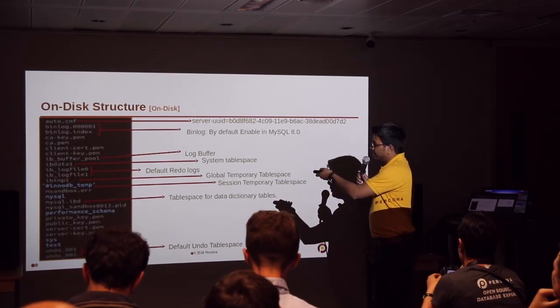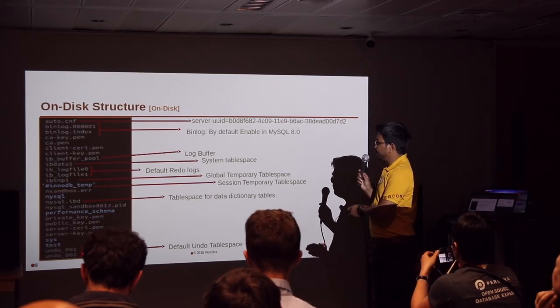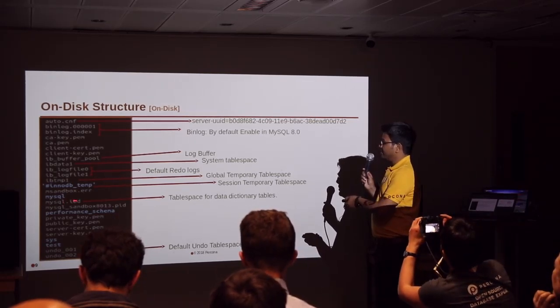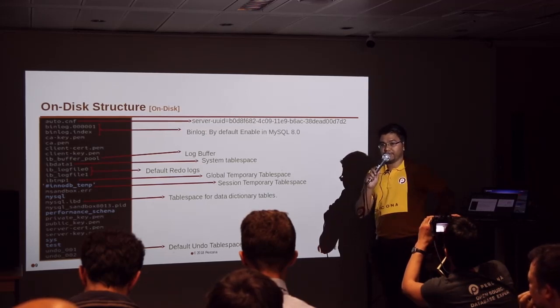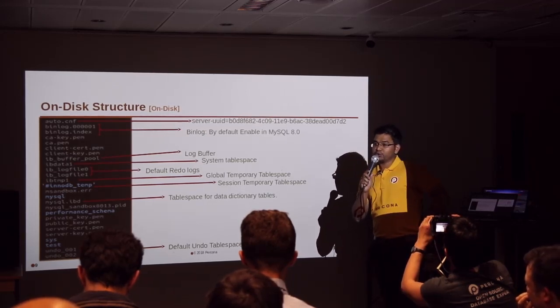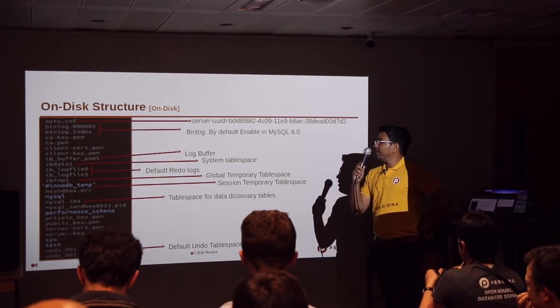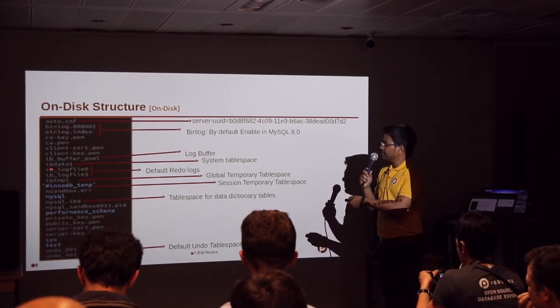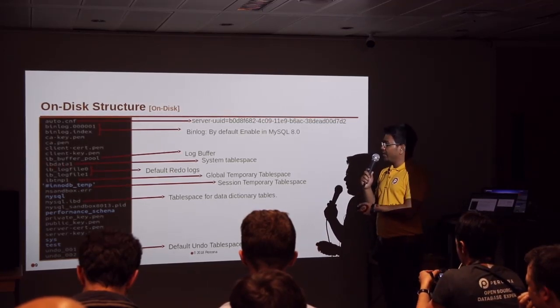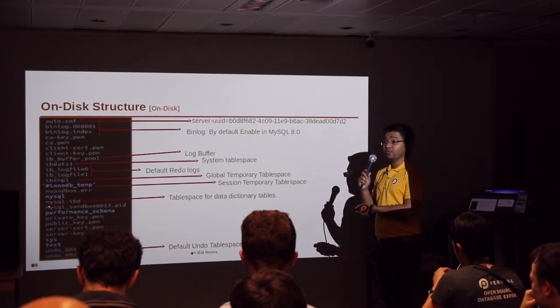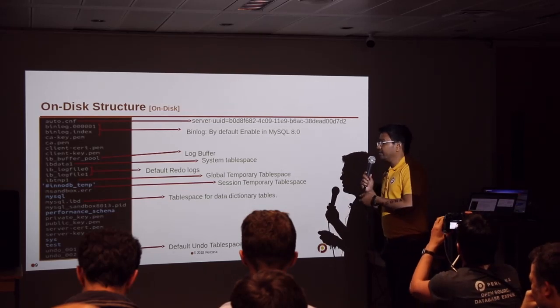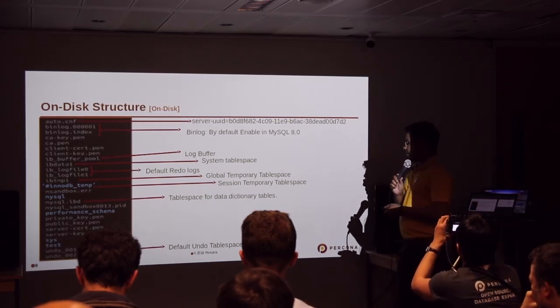A new thing here is this mysql.ibd file. This is completely new. This is our data dictionary. Earlier we used to store our data dictionary in our system table space. Now we have a dedicated table space for the data dictionary to store metadata information, which we'll discuss in detail, and which is very, very interesting.